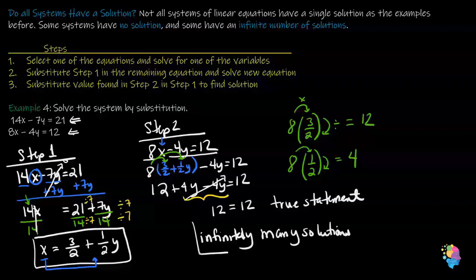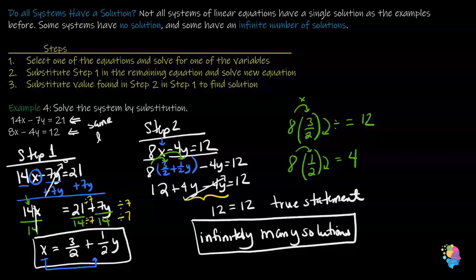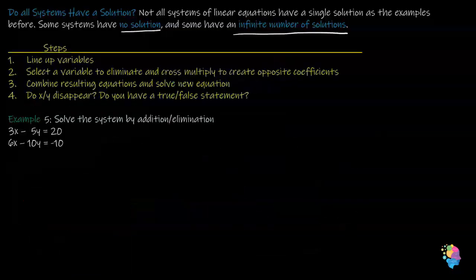So then what happens if you were to graph the system? It means that these are the same line. One equation will land on top of the other. But if we're using the addition elimination method, how do we find when we have a parallel and no solution, or we find that they are the same line and they have infinitely many solutions?